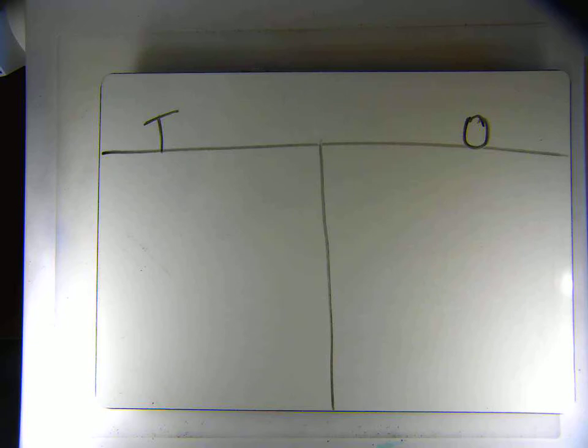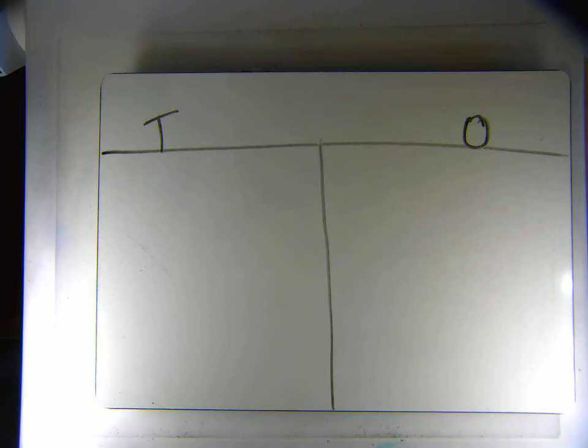Hi everyone, so today we're going to look at partitioning numbers into tens and ones. We talked a little bit before about how numbers can be split into two different parts, namely tens and ones, and three-digit numbers can be split into hundreds, tens and ones. So I'm just going to show you using Dienes how we can partition numbers.